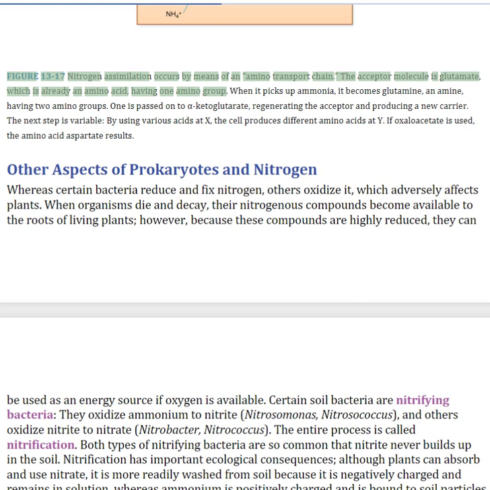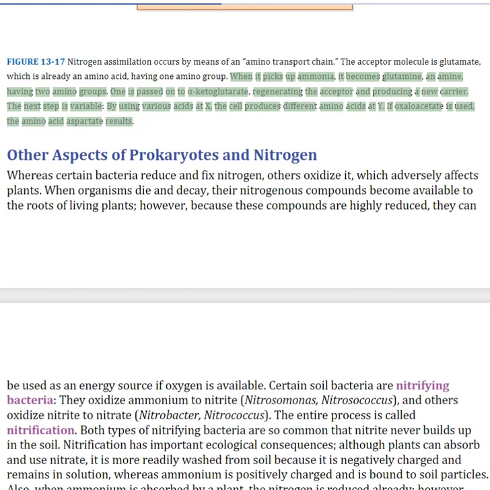Figure 13.17: Nitrogen assimilation occurs by means of an amino transport chain. The acceptor molecule is glutamate, which is already an amino acid, having one amino group. When it picks up ammonia, it becomes glutamine, an amide, having two amino groups. One is passed on to alpha-ketoglutarate, regenerating the acceptor and producing a new carrier. The next step is variable. By using various acids at X, the cell produces different amino acids at Y. If oxaloacetate is used, the amino acid aspartate results.